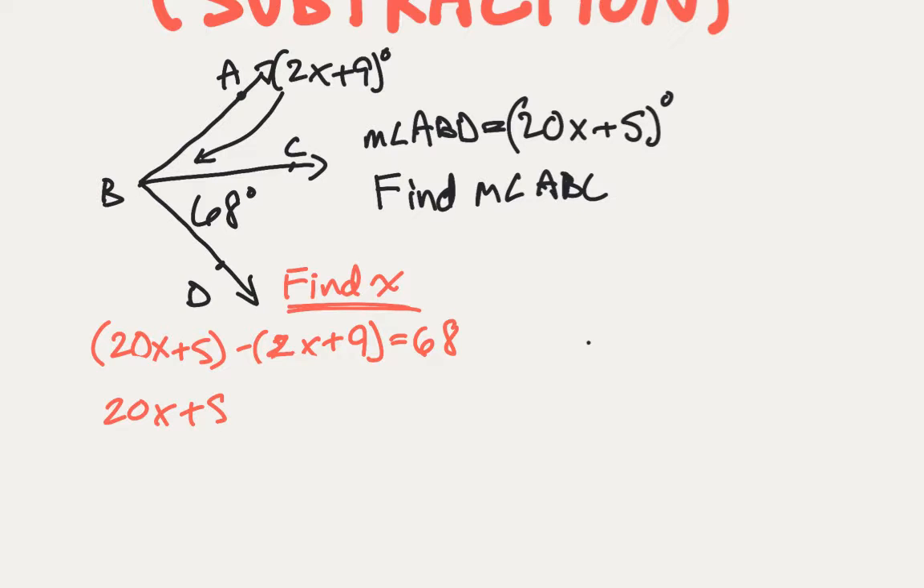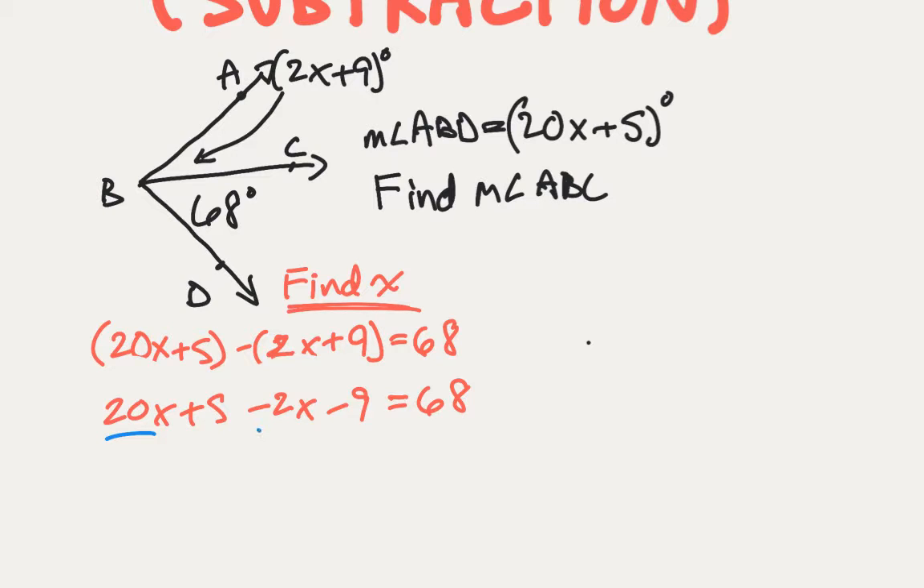But when I open up the second set, because of that negative sign out front, that becomes a negative 2x, and this over here becomes a negative 9. Everything inside the parentheses will change. If I had anything negative inside, then it would have changed to a positive. Okay? All right, now we'll combine like terms.